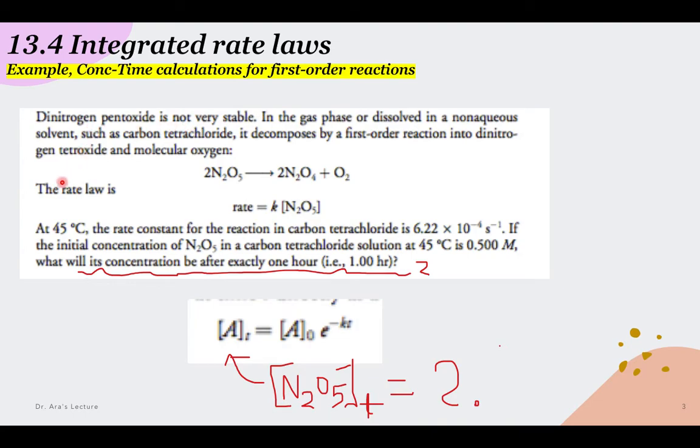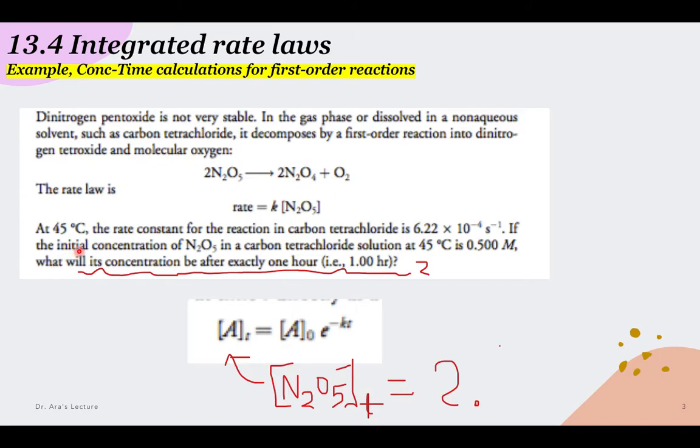So there is a reaction: dinitrogen pentoxide is not very stable in the gas phase or dissolved in a non-aqueous solvent such as carbon tetrachloride. It decomposes by a first order reaction into dinitrogen tetroxide plus molecular oxygen. So this is our experimental condition and this is the reaction, and we also know that this is first order kinetics.